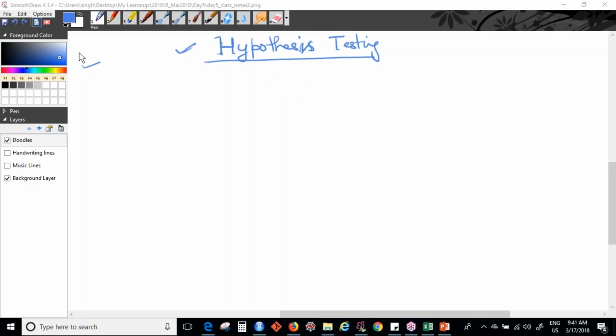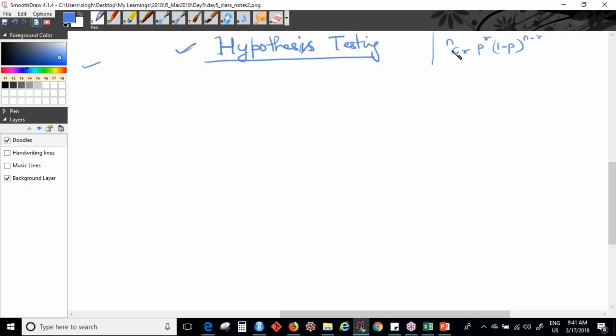Okay, so let's continue. Sir, what did you see so far? So far we just saw what is binomial theorem. The formula for binomial theorem is nCr p to the power r, (1 minus p) to the power n minus r. This is the formula for binomial theorem.